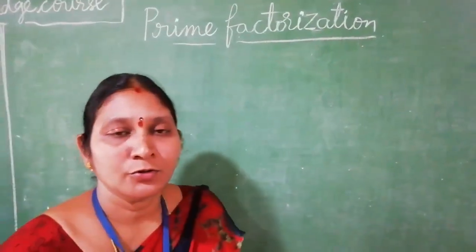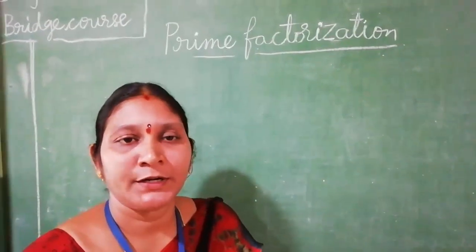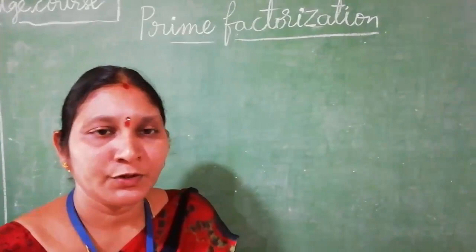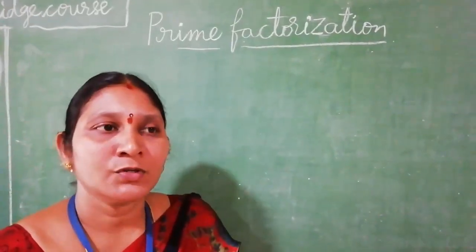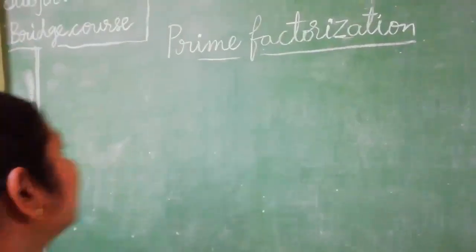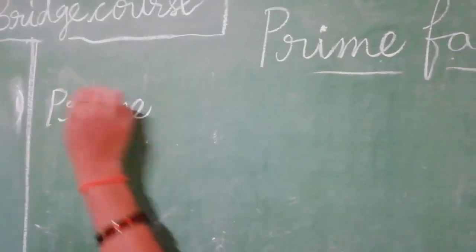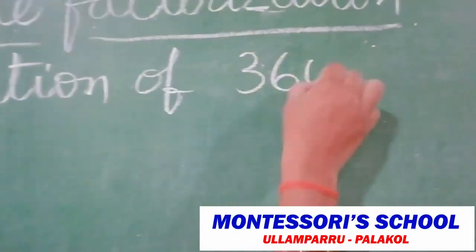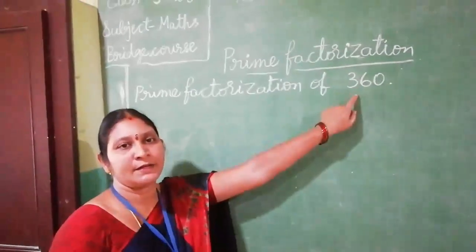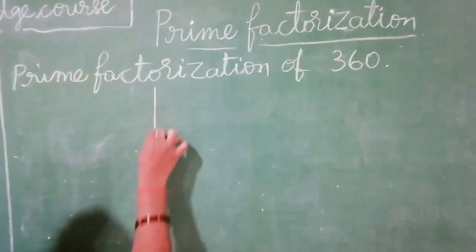How to do the prime factorization of a given number? Writing a number as a product of its prime factors is called prime factorization. If you do the prime factorization, we use only prime numbers for division. See, prime factorization of 360. What number is given here? 360. Now, let us do the prime factorization of 360.